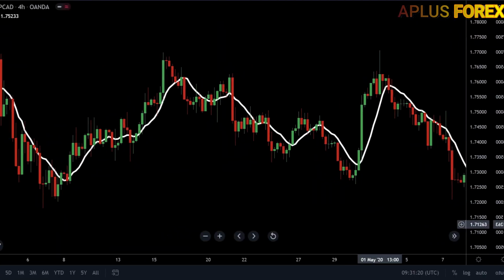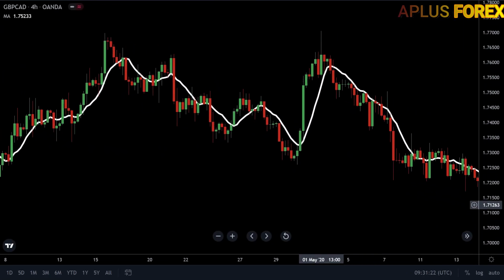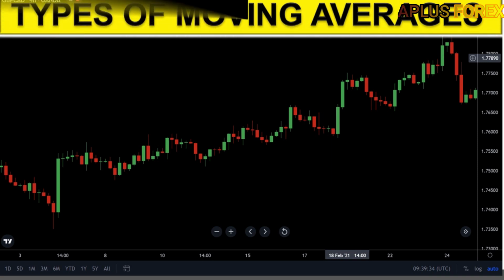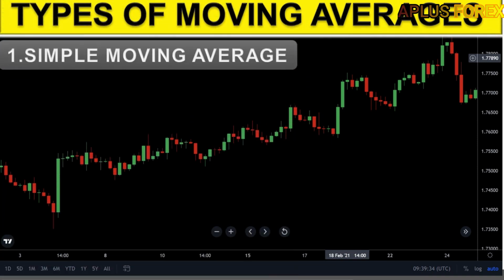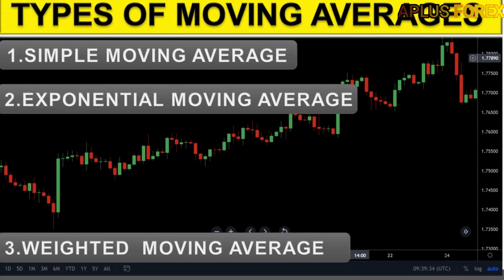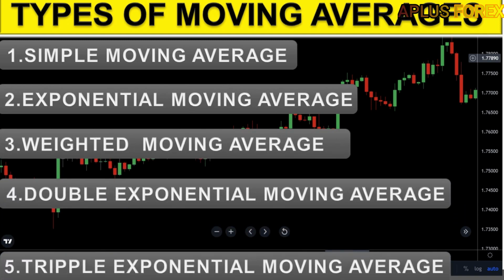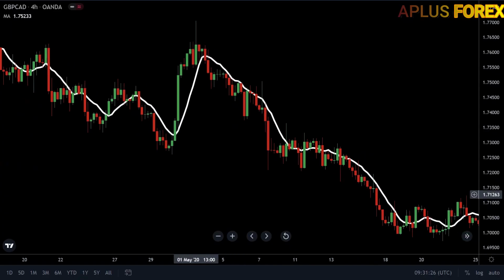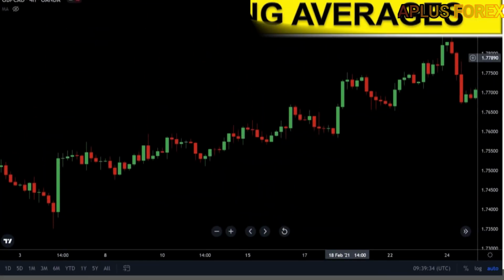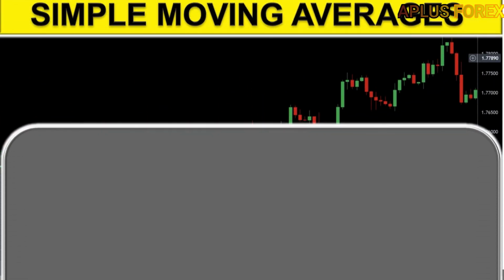Now, to understand the best moving averages, we need to know about different types of moving averages. This includes the simple moving average, the exponential moving average, weighted moving average, double exponential moving average, and the triple exponential moving average. We will start with the simple moving average, which is the most basic moving average.